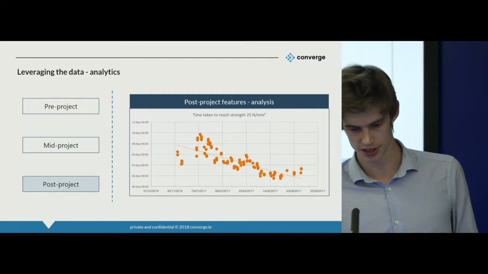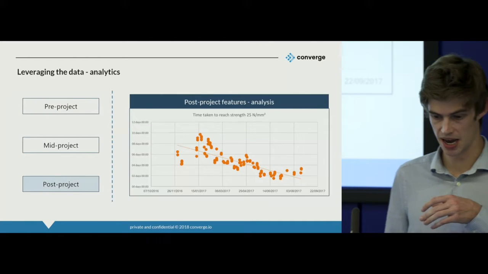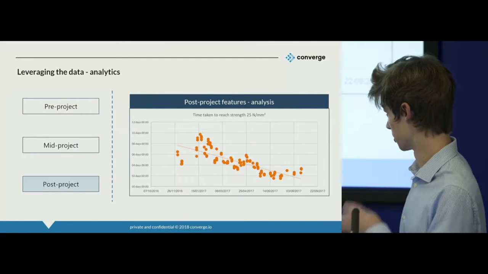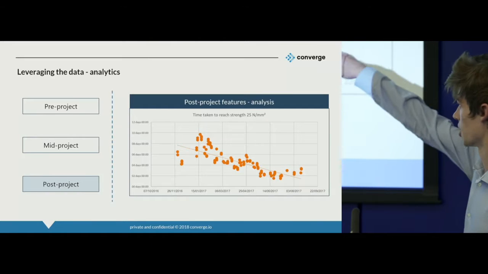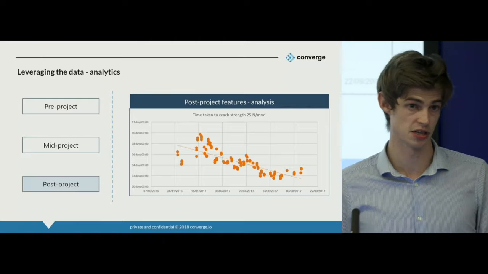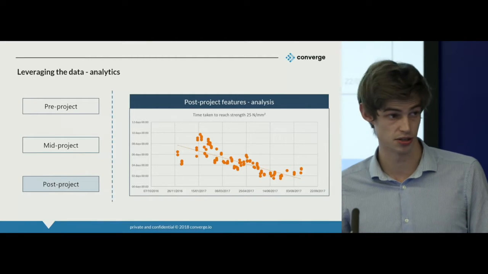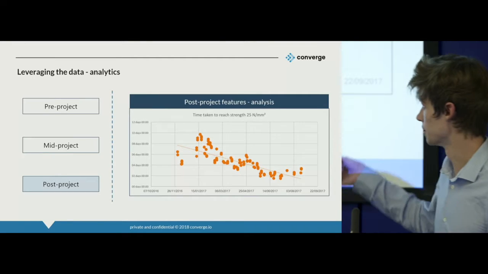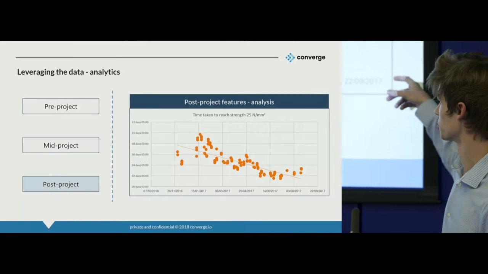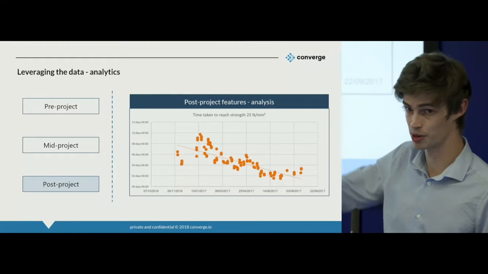Then moving into post-project. As we come to the conclusion of projects, the hope is that we can start to visualize and model some of this data. Again, we're looking at the time it's taken to reach a certain strength. In this case, this is a project where they're doing post-tension slabs. They perform an initial tension at 10 newtons and a final tension at 25. You can see here the time it took to reach that strength milestone. In summer, we're down at 2 days. In the depths of winter, that's up at 10 days.